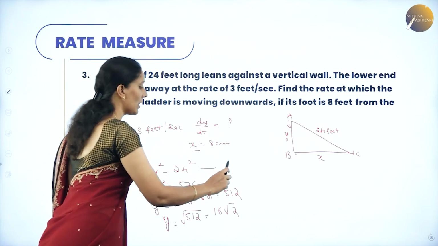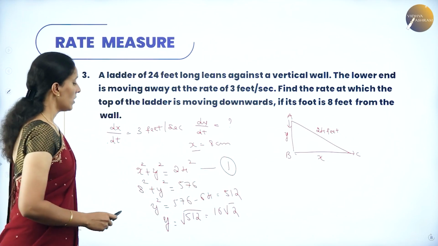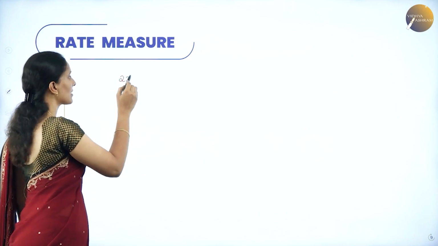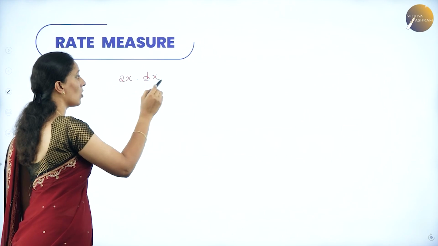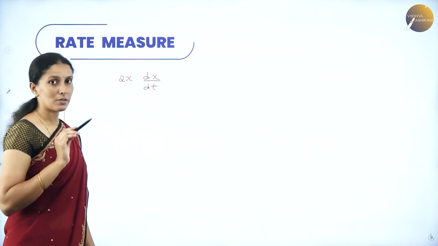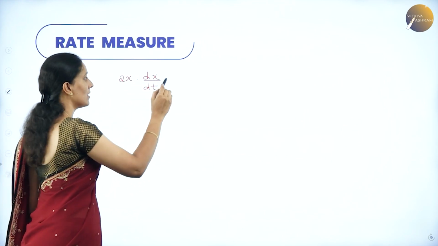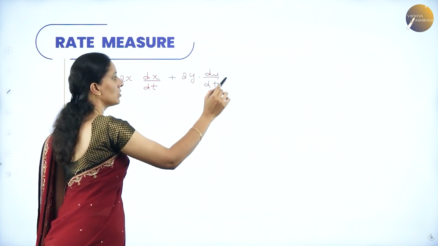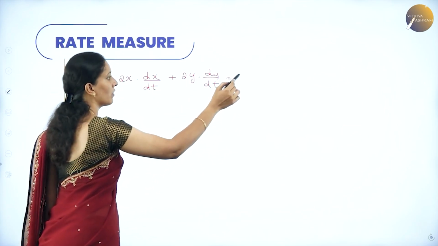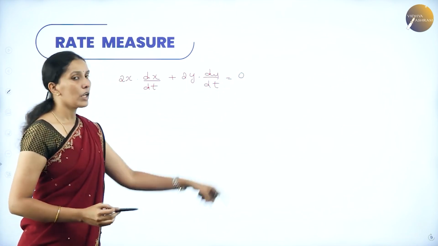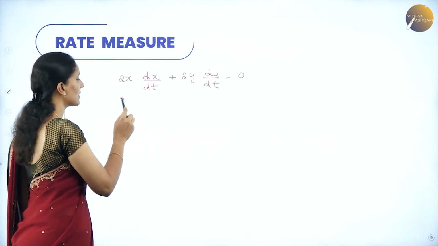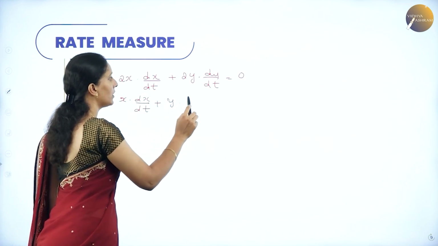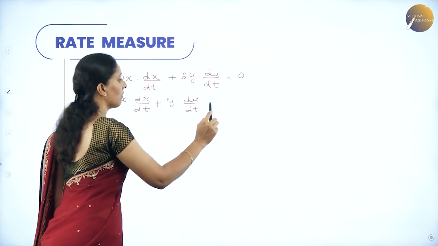Using the same relation, when you derive it, the derivative of x square is 2x into dx by dt, because we have to differentiate with respect to t. Similarly, y square gives 2y into dy by dt, and 24 square is a constant, so it is 0. Dividing the equation by 2, the 2 cancels, so it is x into dx by dt plus y into dy by dt is equal to 0.